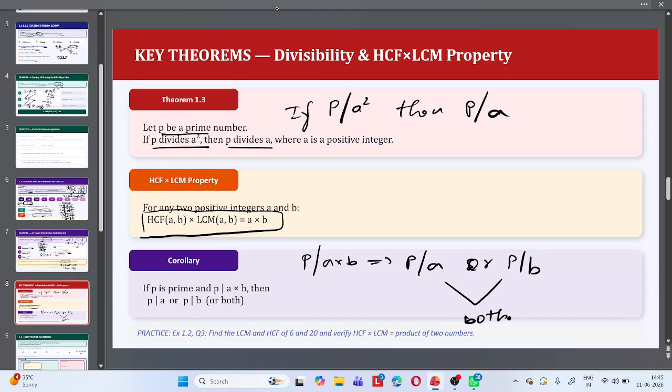So here one more example is there for you. Find the HCF and LCM of 6 and 20 and verify by using this formula. Okay, you can do it on your own.